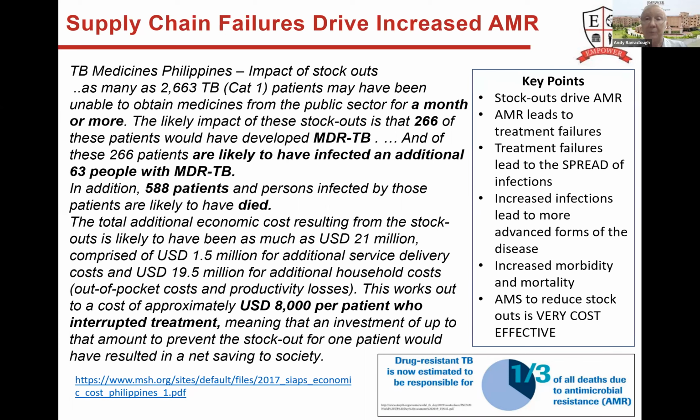But also, the people who survived with MDR TB, I then had to use much more expensive second-line TB medicines to treat the MDR TB. A first-line TB treatment kit, category 1, is about $30. Second-line treatment is about $3,000, 100 times more. This stockout cost about $8,000 per patient. If I'd had the stock, it was $30 per patient. It's a massive cost impact because of the stockout that drove antimicrobial resistance.